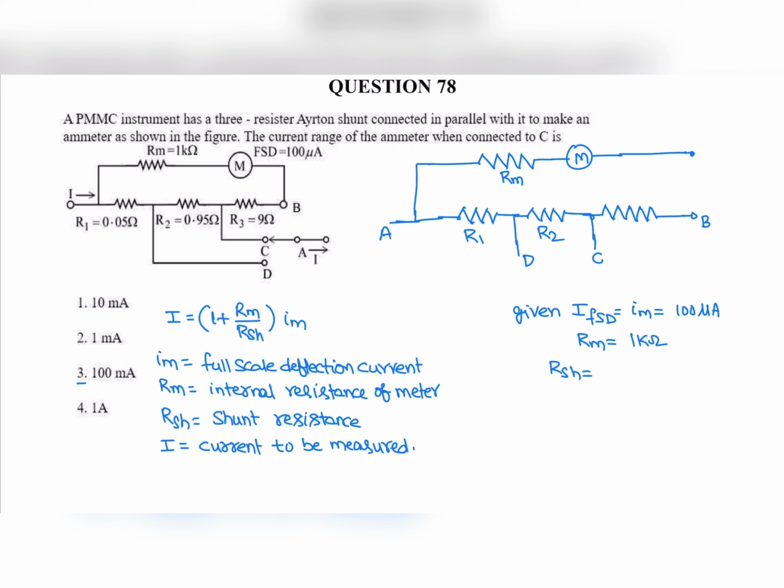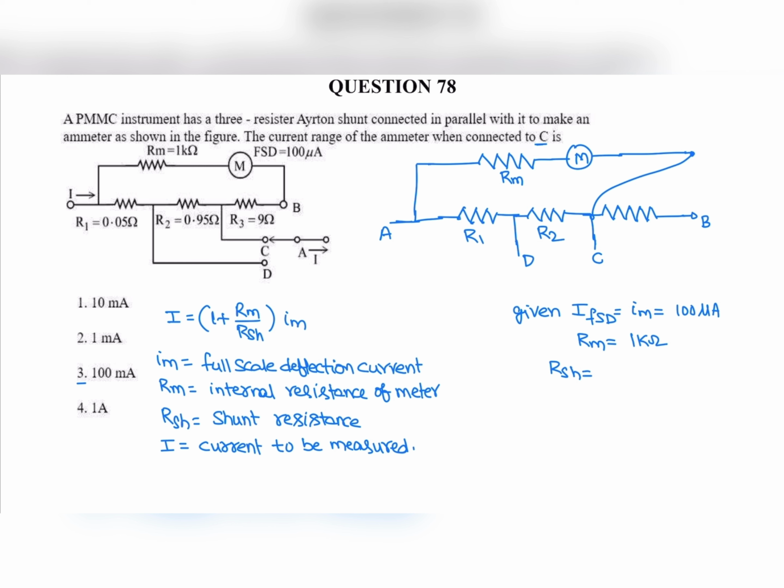Next question. A PMMC instrument has a shunt resistor arrangement. It is a PMMC meter ammeter with shunt resistance given, and it is connected to point C. What is the current range of the ammeter when it is connected to point C? Here the full scale deflection current of the meter is 100 microamperes and the meter resistance is 1 kilo ohm.